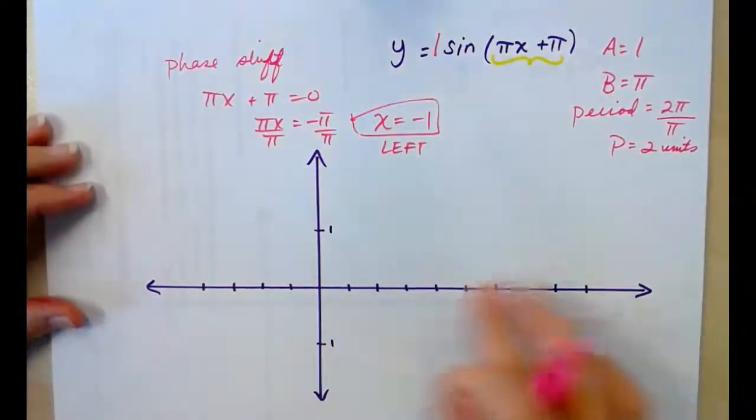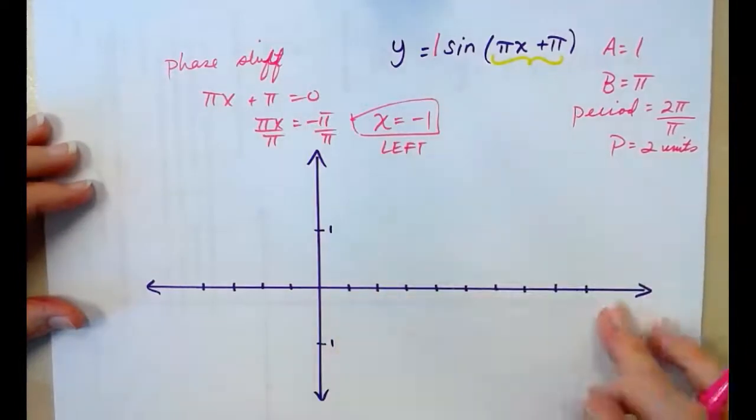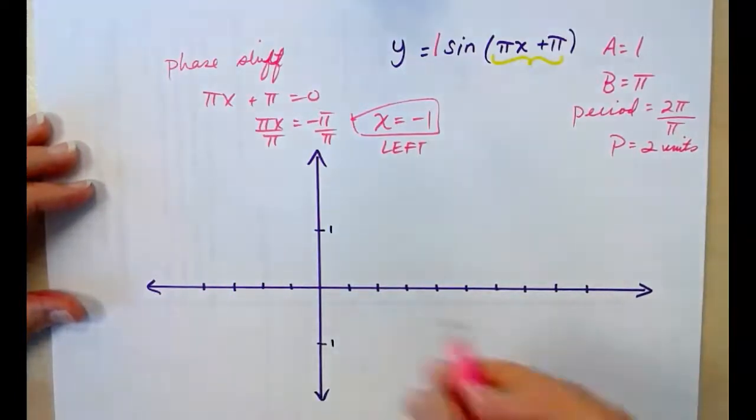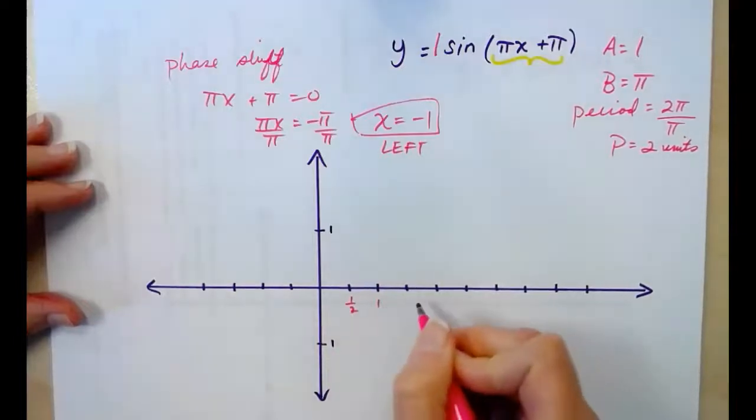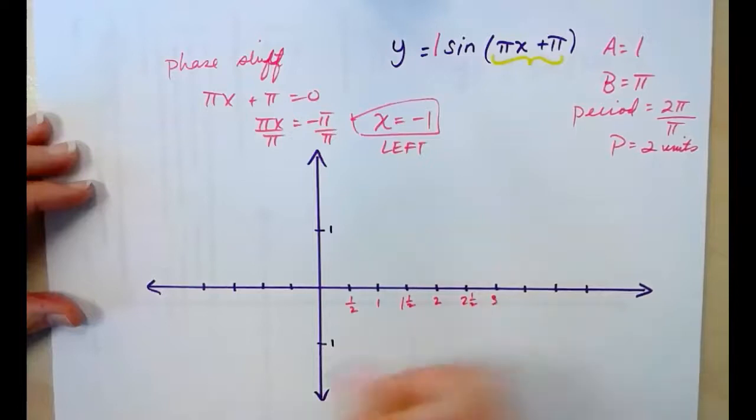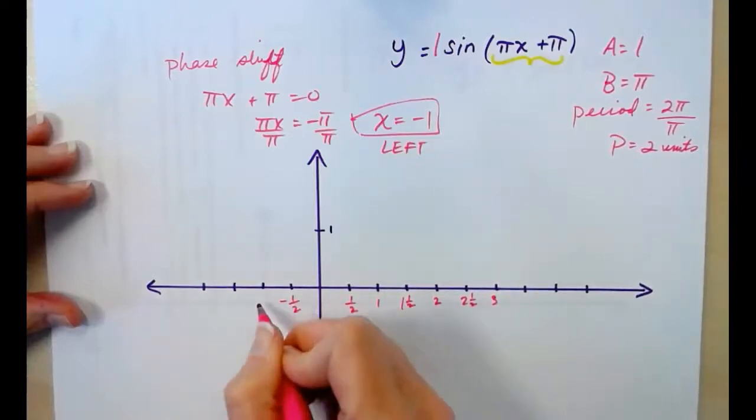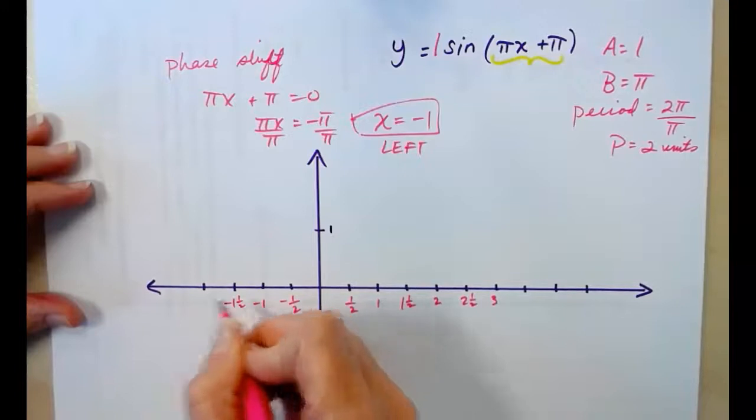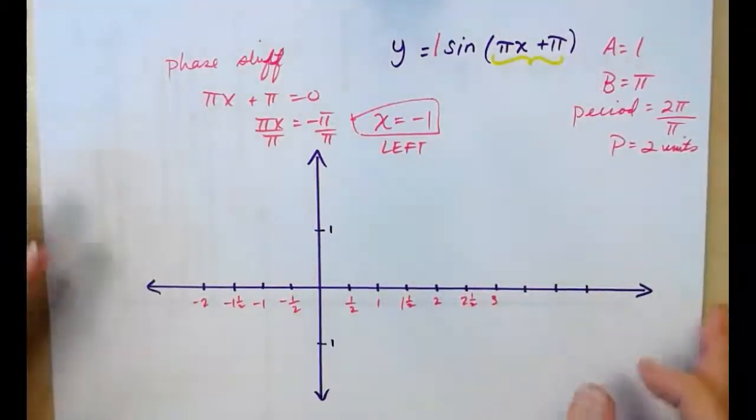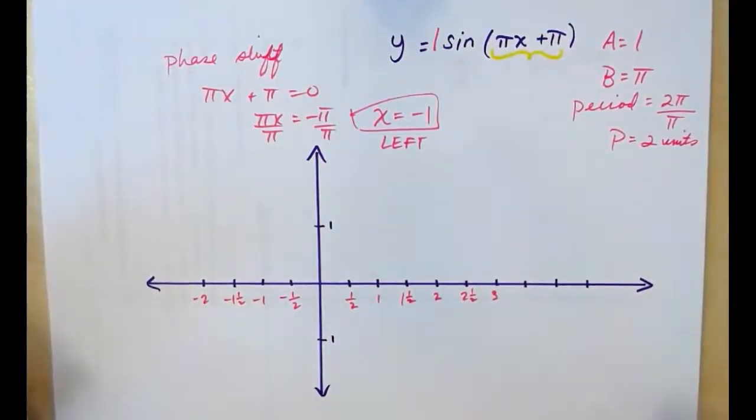Because our period is 2 units long, let's for sure chart this x-axis in terms of halves. So 1/2, 1, 1 and 1/2, 2, 2 and 1/2, 3, negative half, negative 1, negative 1.5, negative 2. Remember, try to keep your x-axis as precise as possible. That's going to make your graphs look a lot better. And again, our amplitude is 1.